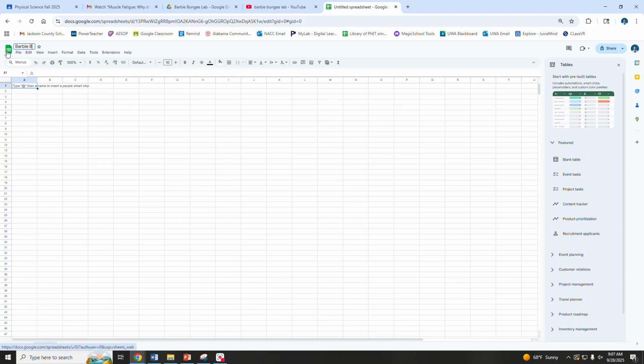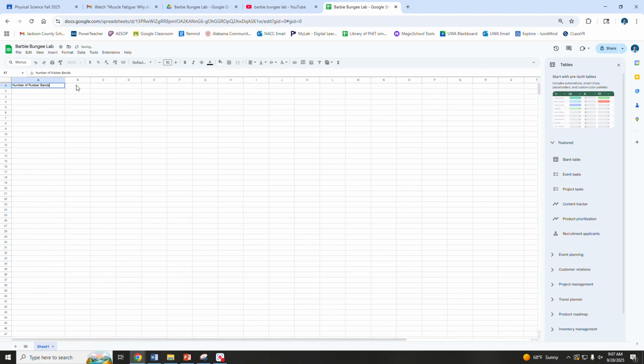So I'm going to call this Barbie Bungee lab because we'll want to be able to find this later if we choose to write that lab report. So we're going to be graphing the number of rubber bands that we used, because remember, that was our X, our independent variable. We controlled how many rubber bands we used, and then we want our drop height. And actually, we're going to be graphing our average drop height. And we used centimeters as our units for that.